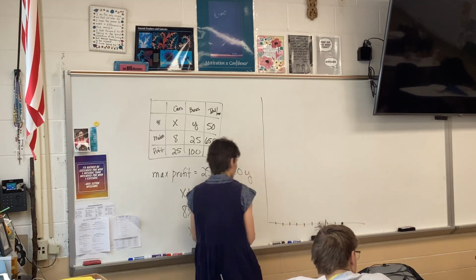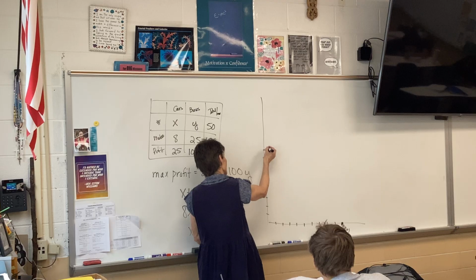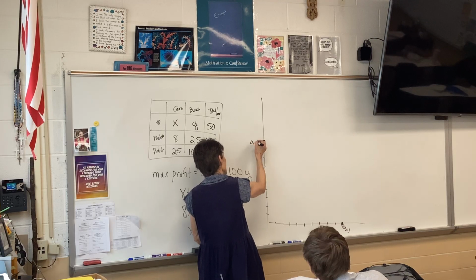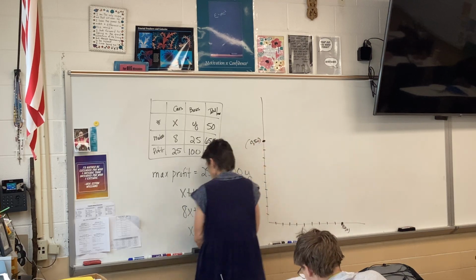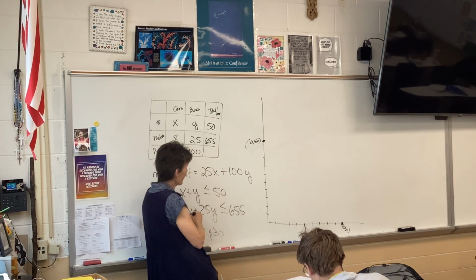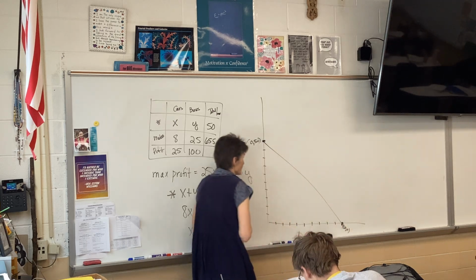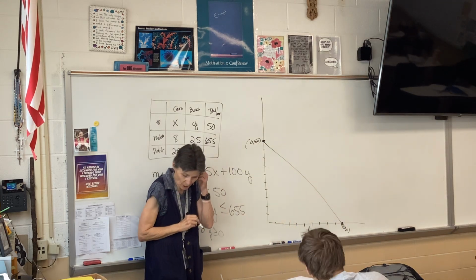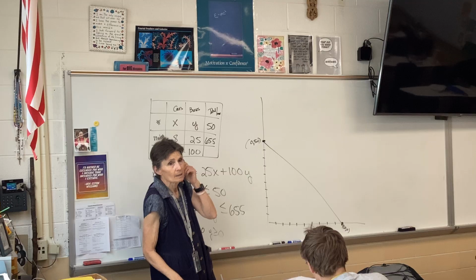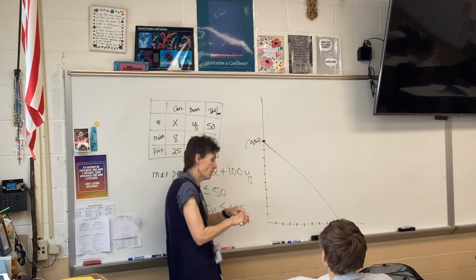First one. Here's my second one. So this is going to be my black equation. X plus y is 50. So there I go. And where am I shaded? Underneath. So this triangle right here so far.